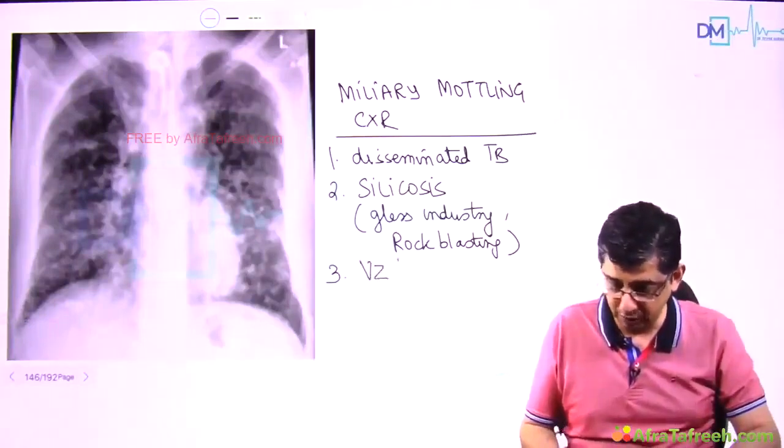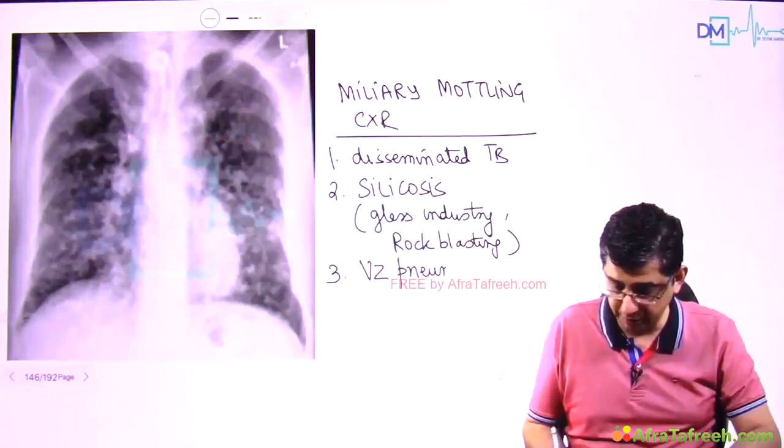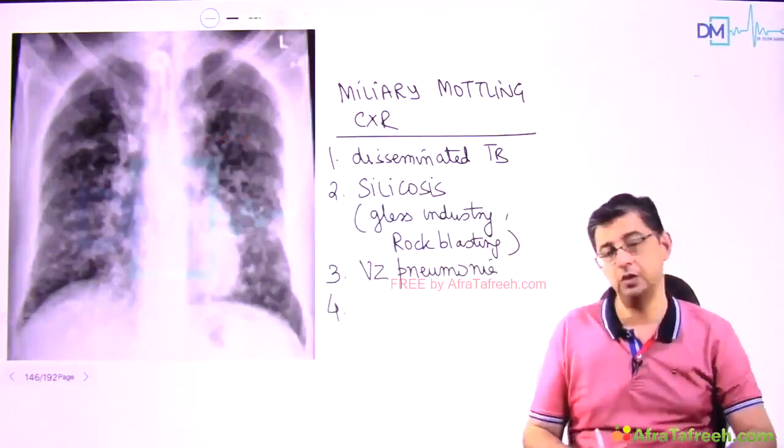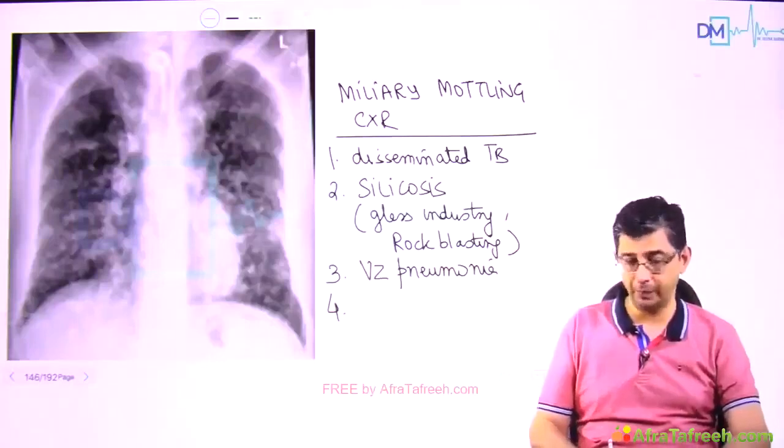Then chickenpox in adults can be lethal. It can cause bleeding. It can cause chickenpox pneumonia. So varicella zoster pneumonia or chickenpox pneumonia is responsible for miliary mottling.